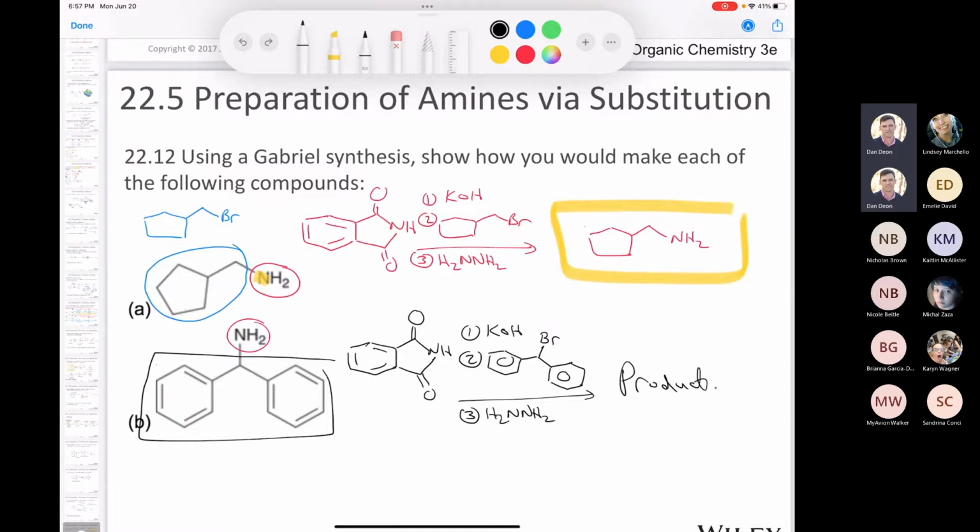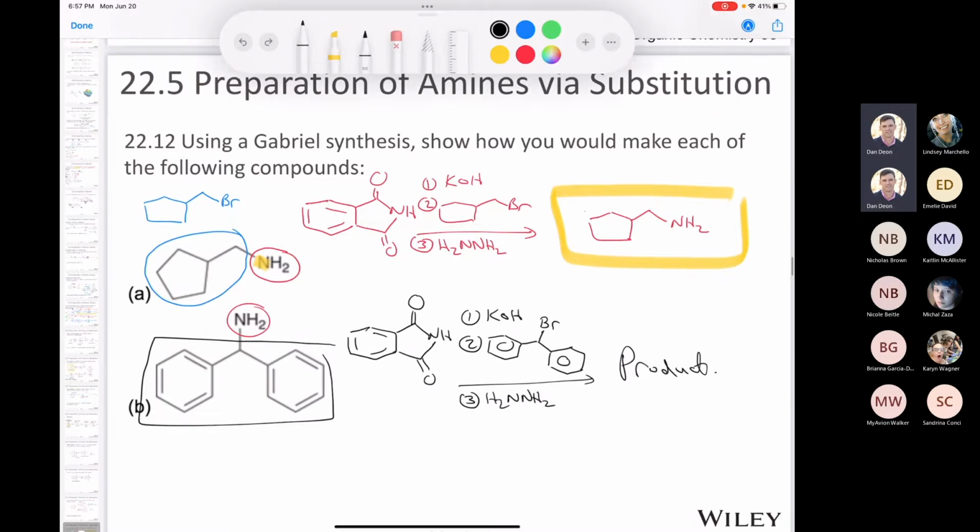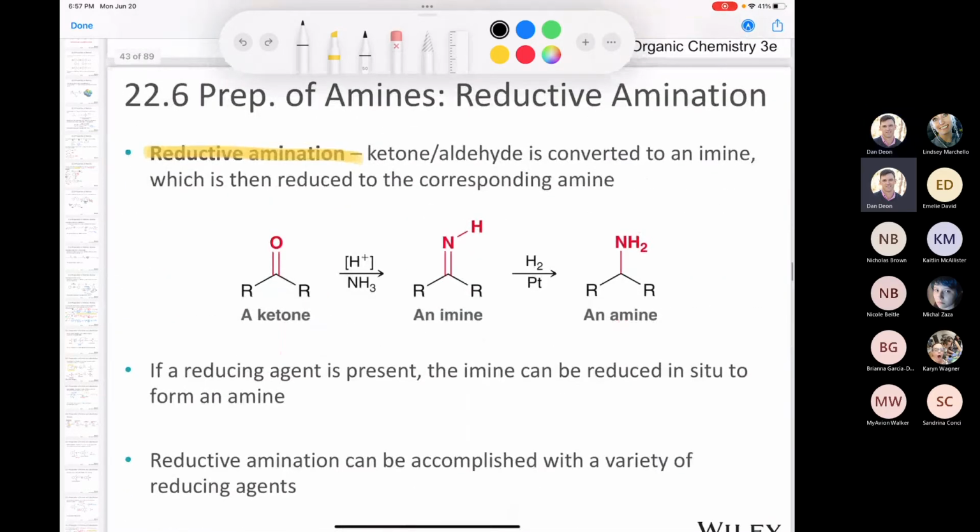It's getting pretty late in the day. I'm a little tired, but let's cover one more quick section here. We'll have more than enough time to cover all the remainder of the material in our next class. But I wanted to take a look at just an introduction to reductive amination with you.